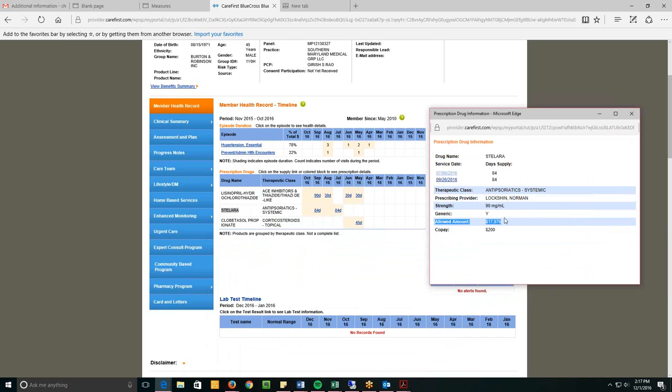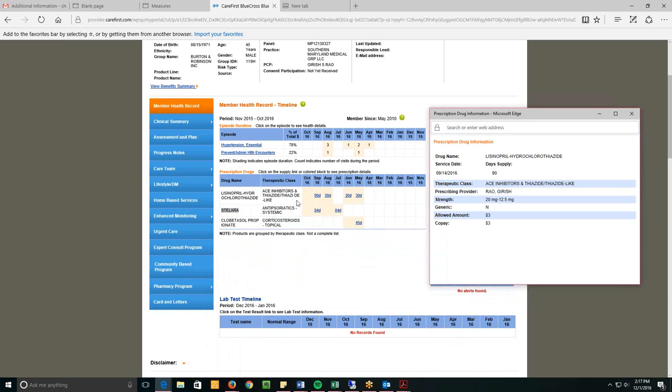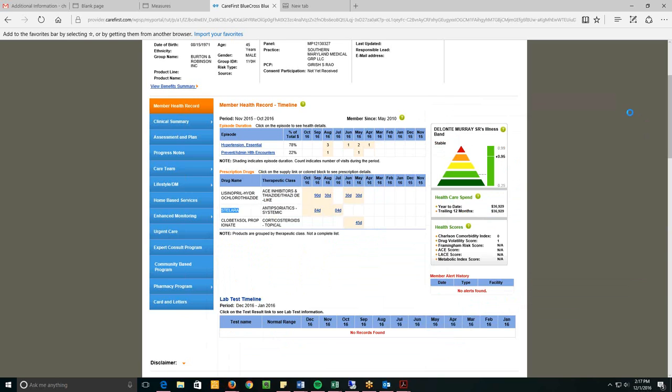Out of all that money, they spent $17,000 this year just on one drug. Not good. If you click on the Lisinopril, it's $3. That's all that was spent. So you see the discrepancy. That's how we need to dig into the data sometimes and see what's going on. You can show this to the doctors too and say, this is where they've been spending so much money.